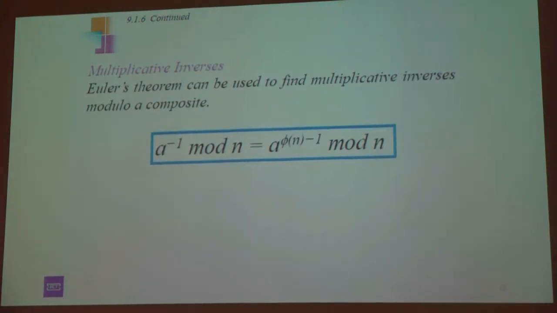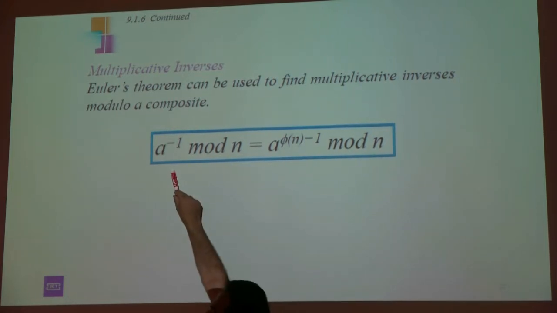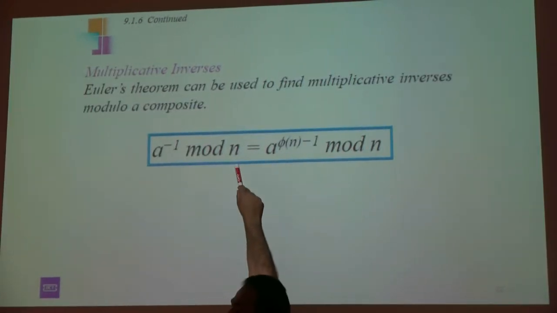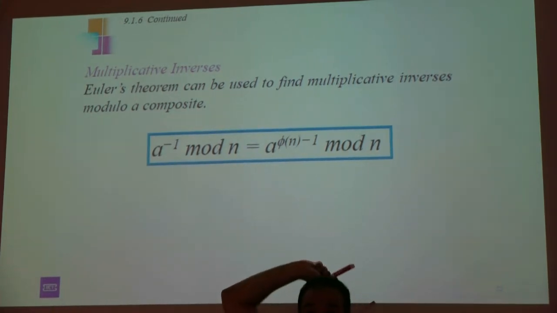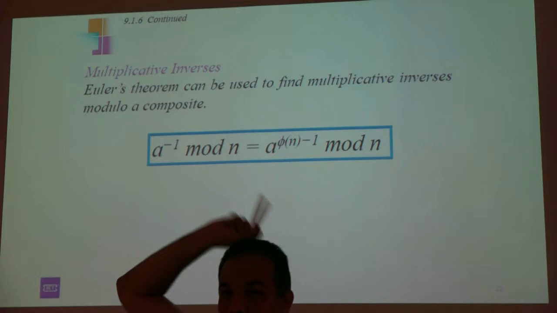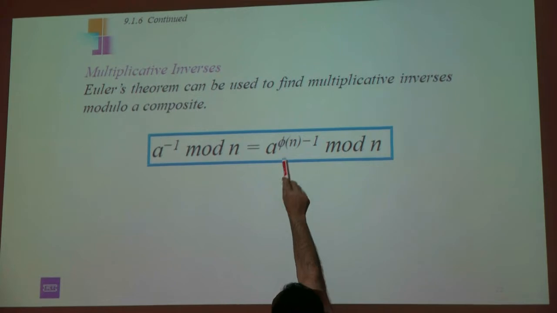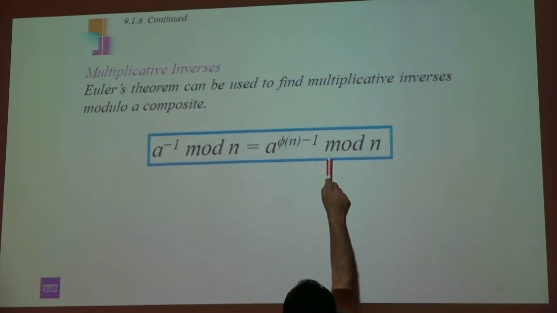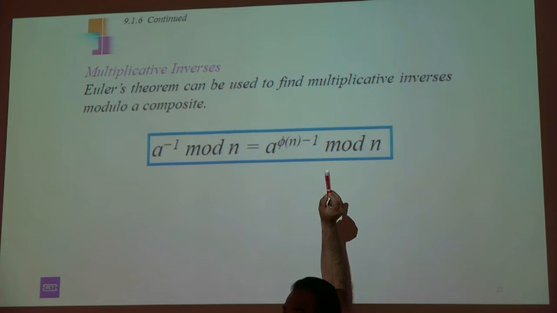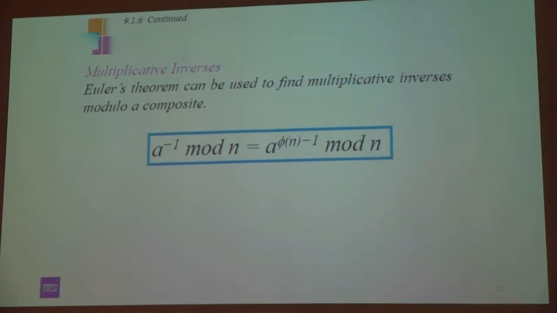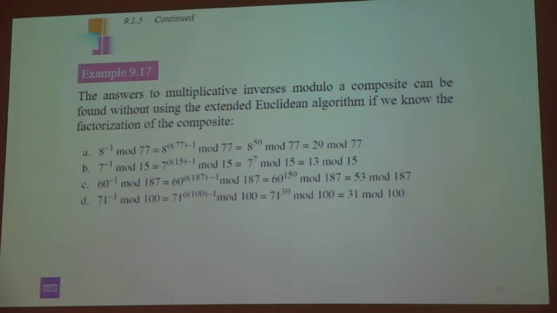Again, how can I calculate the multiplicative inverse? Same thing here. A multiplicative inverse modulo n: the previous one was specialized for modulo p prime. Here, for n any number, it equals a to the power phi n minus 1 modulo n. So it's very easy to calculate. Take an example here.